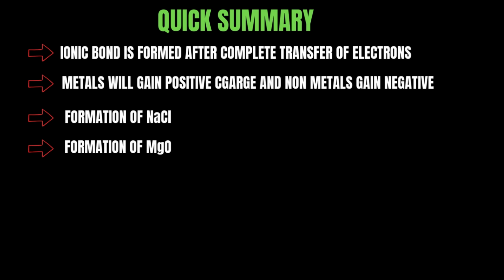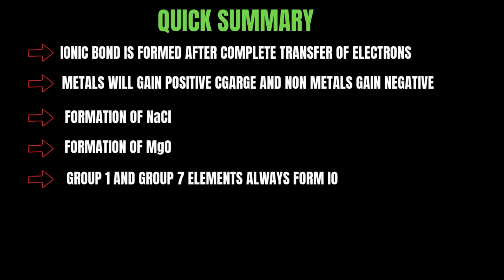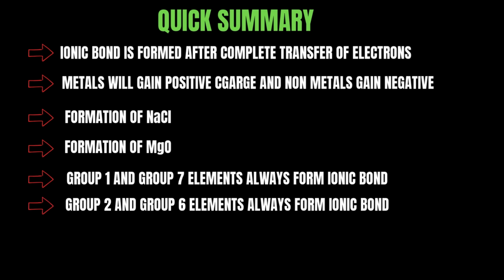We also learned 2 important tricks. First trick is group 1 plus group 7 always forms ionic bond. Second trick is group 2 plus group 6 always forms ionic bond. These tricks work because complete electron transfer happens between these groups. Therefore, ionic bonding is a simple concept if you understand the electron transfer process. Metals lose electrons and nonmetals gain electrons. This creates ions with opposite charges. These ions attract and form ionic bonds. Practice these examples and tricks. This will help you master ionic bonding and score excellent marks in chemistry.